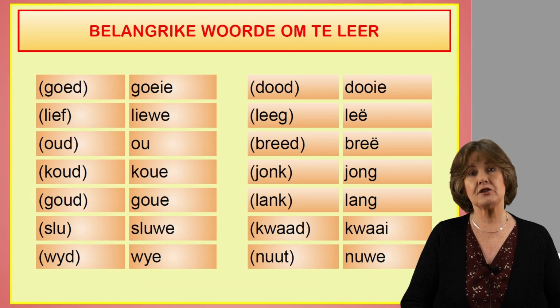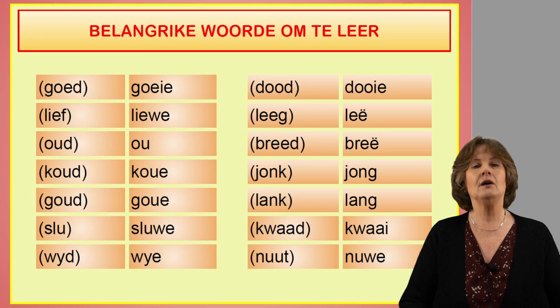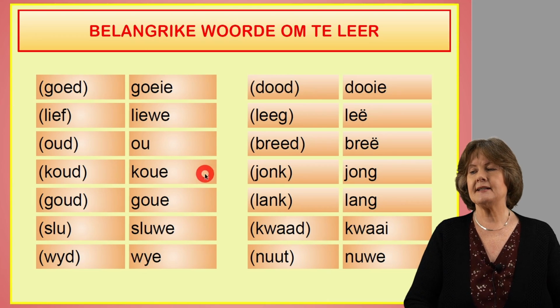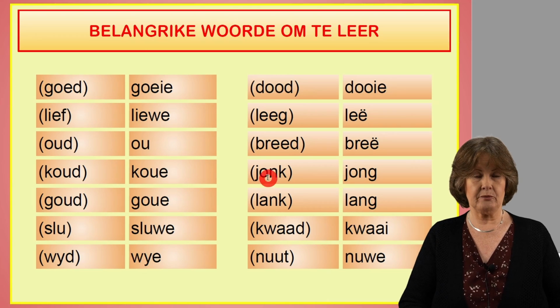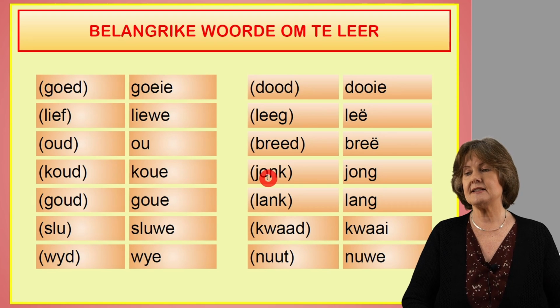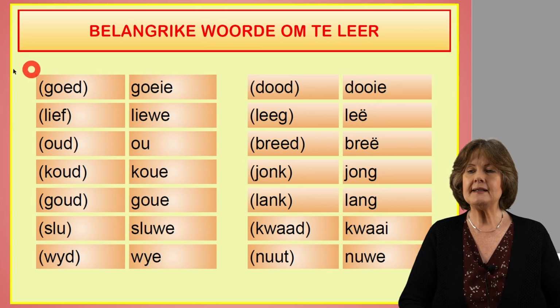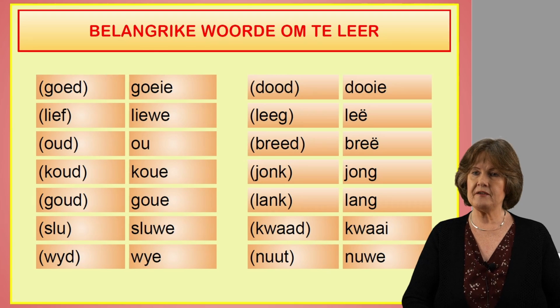You can't say dit is 'n goed boek. Dit is 'n goeie boek. Dit is 'n jonk kind. We always give it in a sentence. That is 'n jong kind. Please learn these exceptions very well.